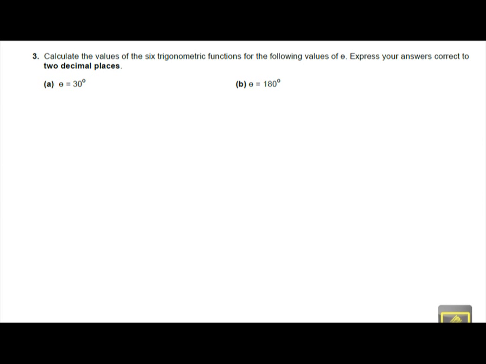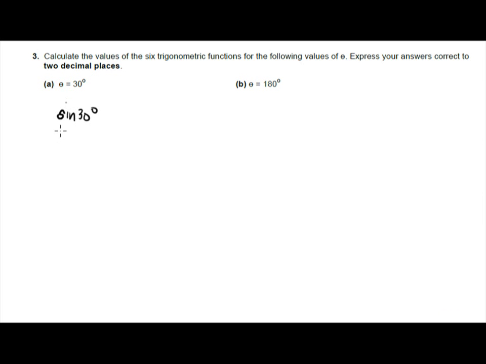Hi again, this is the third item on the assessment 1 of measurement topic 2. It says calculate the values of the 6 trigonometric functions for the following values of theta. Express your answers correct to 2 decimal places. Since we just want to get the values of the 6 trigonometric functions, all we have to do is to get the corresponding value for each.